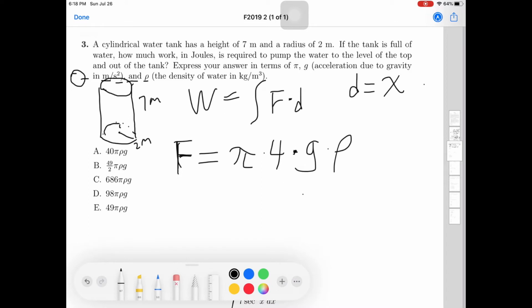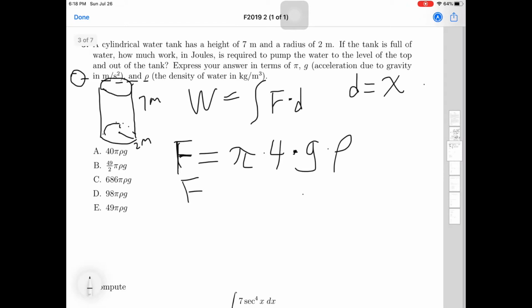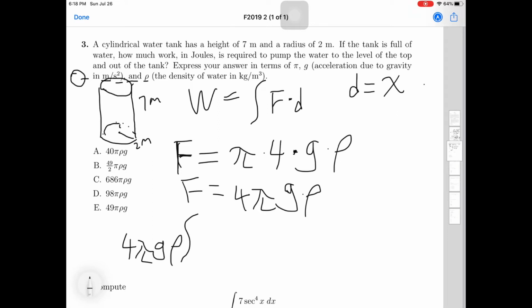So then here we can get that the force of a selected slice would just be 4 pi g rho, and the distance will be x. So when we integrate this, 4 pi g rho are all constants, so we can move them outside. This one will be x, and then we start from the top, so the bounds will be 0 to 7 as we try to pump all the water out, and then integrate this.